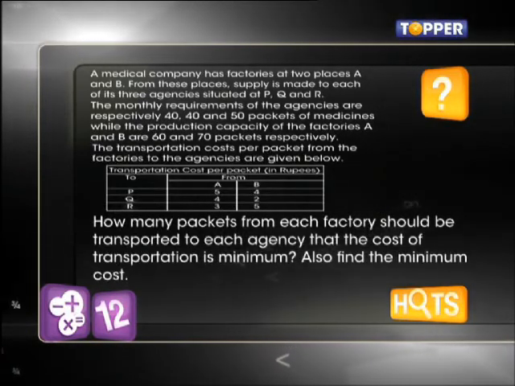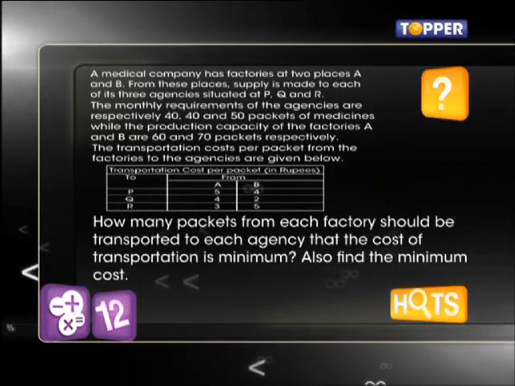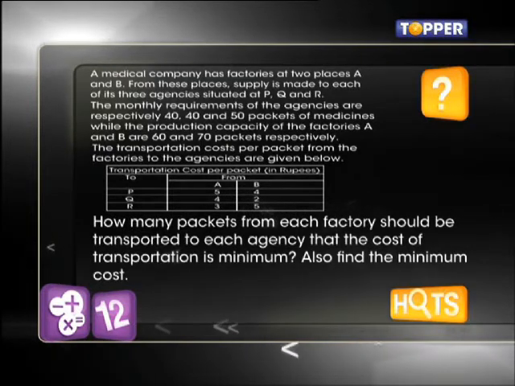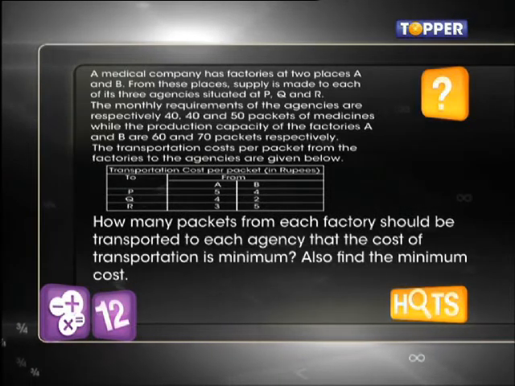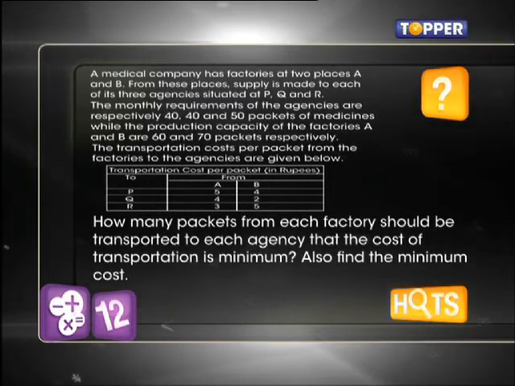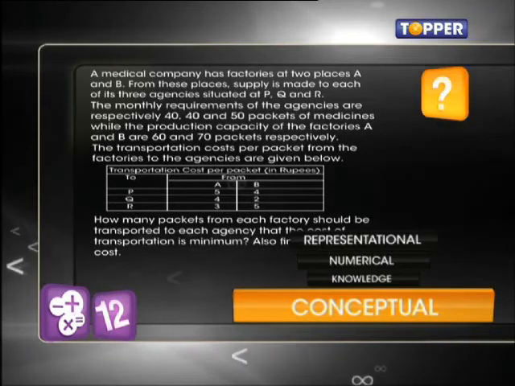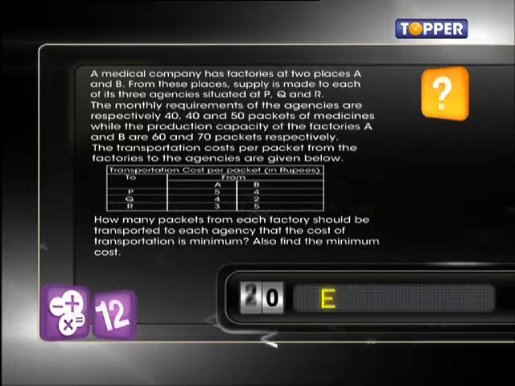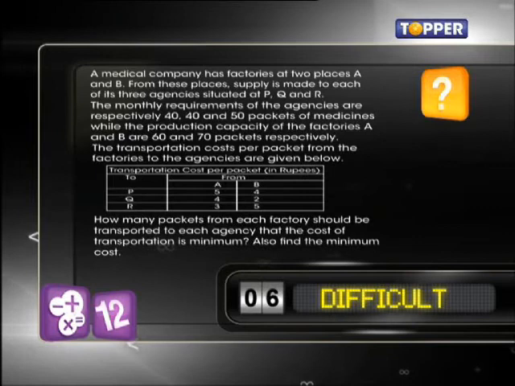So you have to find how many packets from each factory should be transported to each agency so that the cost of transportation is minimum. Also find the minimum cost. This question is also based on conceptual ability, as it involves writing the given information as equations, representing them as lines, and then finding the optimum solution. Here's the solution.